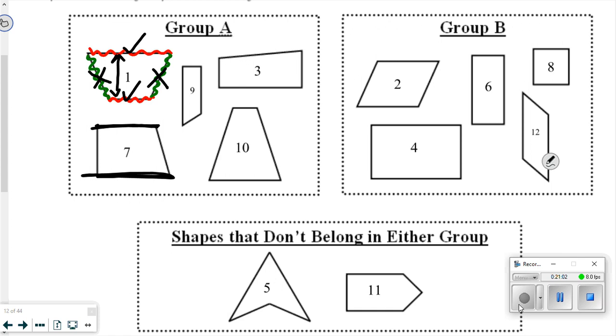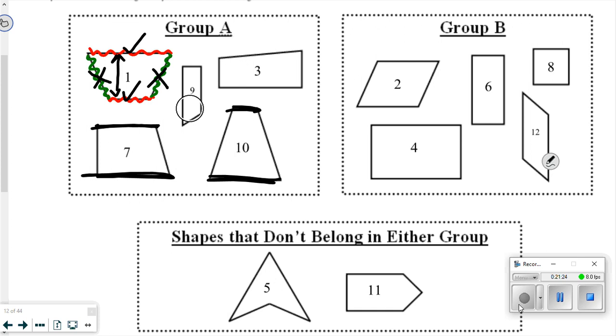All right, let's look at shape number 10. Show me with your arms. Where are the parallel sides? Remember, parallel means they will never, ever run into each other. Yep, it's our top and our bottom. Right here and right here.